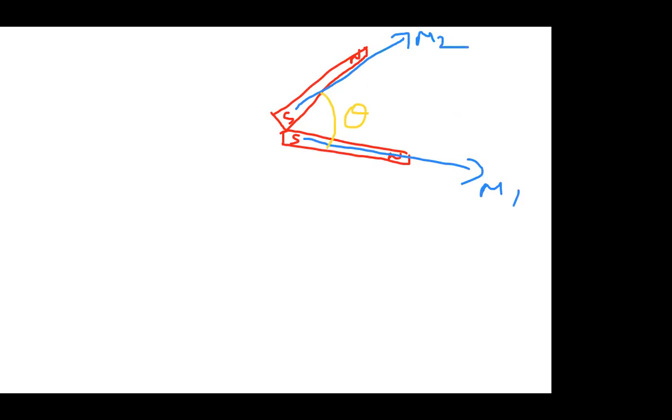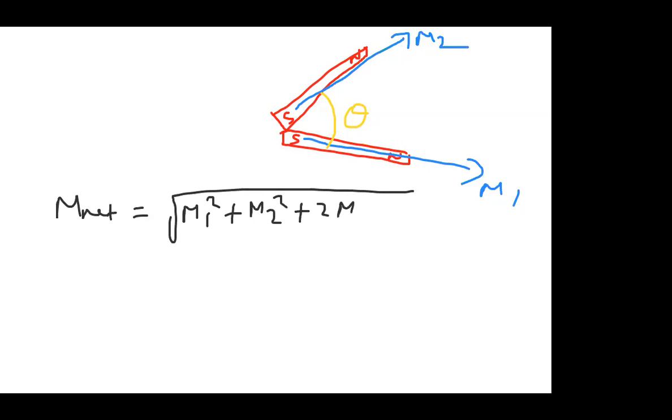Here we can write M net is equal to square root of M1 square plus M2 square plus 2 M1 M2 cos theta. This is the resultant magnetic moment when M1 and M2 are inclined with an angle theta. I hope you are understanding how to write. This is from the parallelogram law, net magnetic moment.